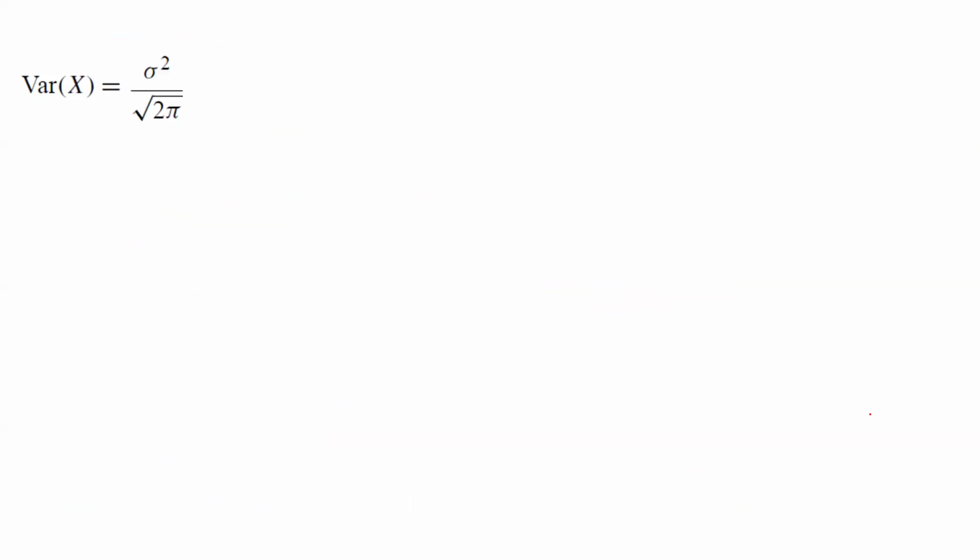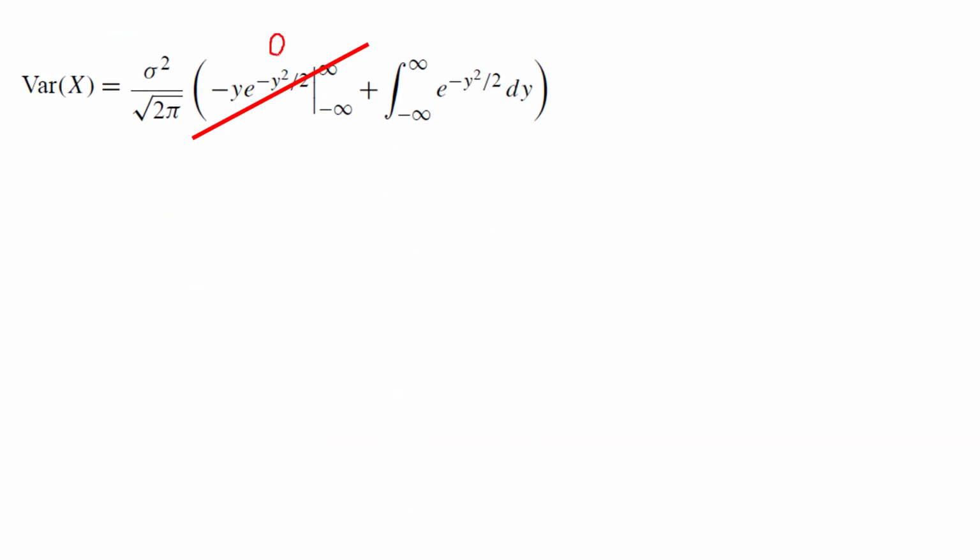I'm rewriting what we had on the previous page using integration by parts. This is what we have, and we know that this quantity is 0. Just basically plug in infinity. Since you have a negative exponent, this goes in the denominator, and you have negative y divided by e to the power y squared divided by 2. You get infinity in the denominator, which is 0. You get infinity in the denominator for negative infinity, which is 0 again. So you just need to calculate the rest of it and show that it is equal to sigma squared.